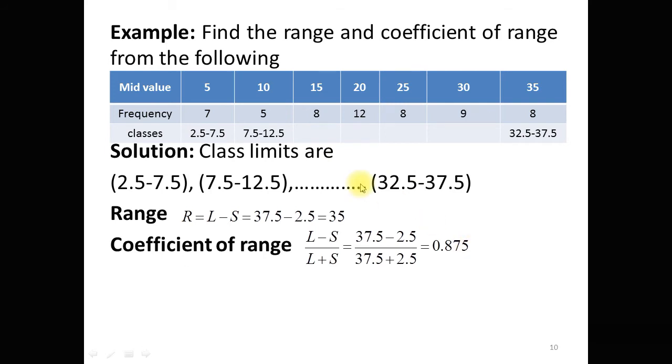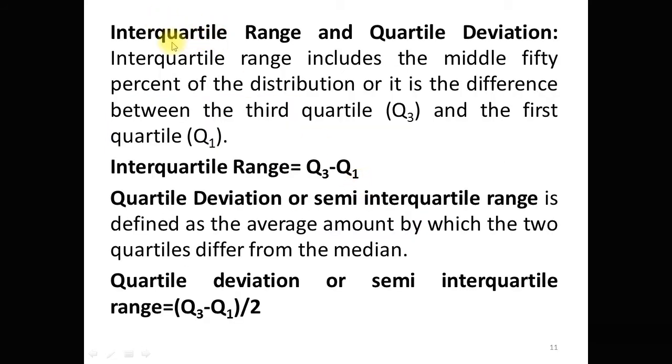Now another measure of dispersion, which is called interquartile range and quartile deviation. Interquartile range includes the middle 50% of the distribution, or it is the difference between the third quartile and the first quartile. Like you see over here, interquartile range is equal to Q3 minus Q1, and quartile deviation or semi-interquartile range is defined as the average amount by which the two quartiles differ from the median.